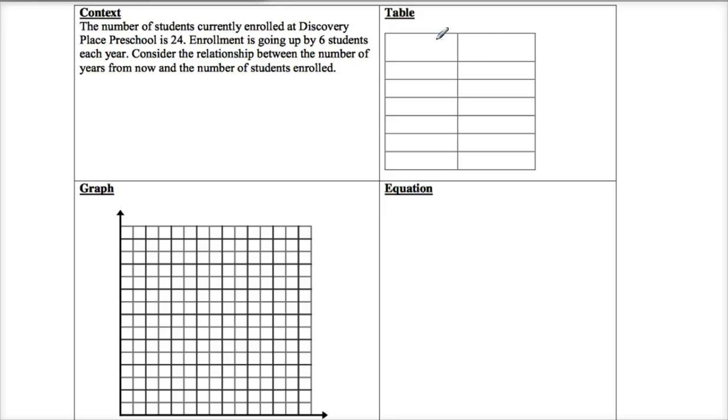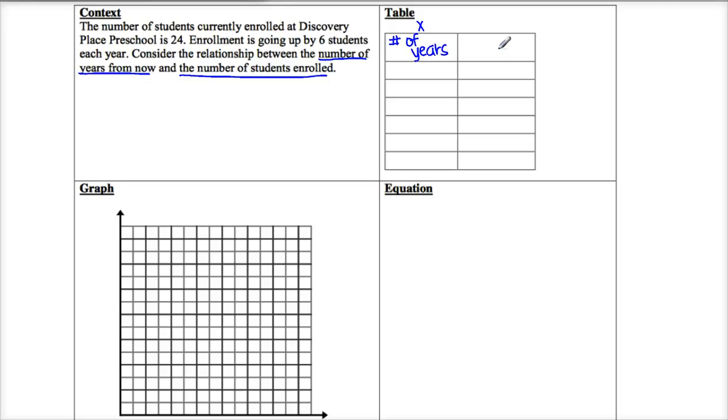We need to know what to label these two columns. Now, the last sentence tells me the two units that I'm comparing. I'm comparing the number of years from now, and I'm comparing the number of students enrolled. Okay, so I'm going to put the number of years from now. Anytime you are given a unit of time, like years or seconds or minutes or hours or days or weeks, that's always going to be your X variable. Okay, so we're going to label this number of years.